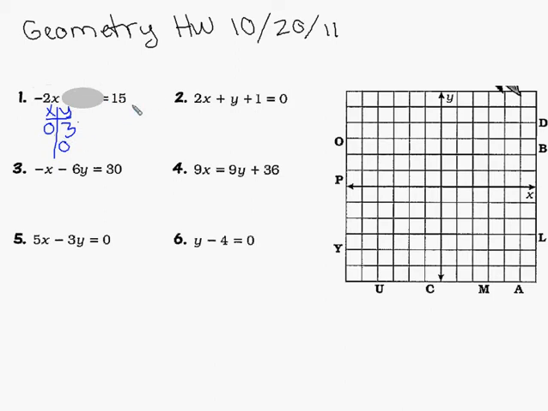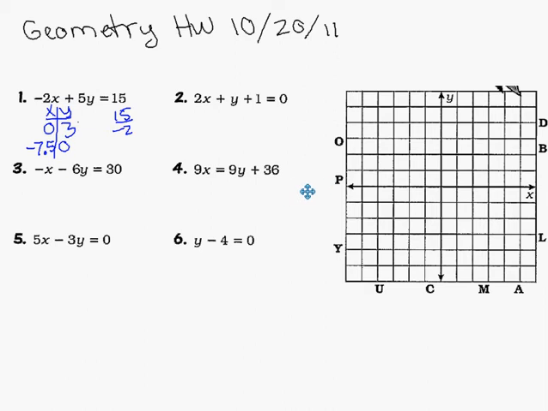Now you might say, wait a minute, I can't do that mentally. Yes, you can. You just do 15 divided by negative 2, which is negative 7.5. Now, here's the thing. You can't graph negative 7.5 on the graph as is, because it only goes out 6 spaces. So you've got two choices. You can either extend your graph out a little bit, or if you don't like that, then you can rewrite it in slope-intercept form.